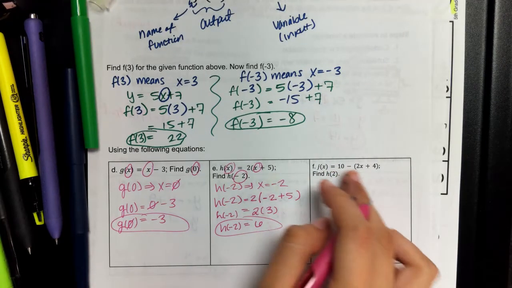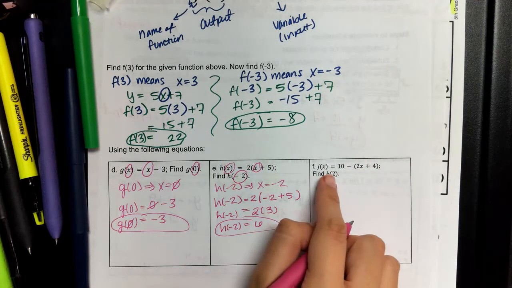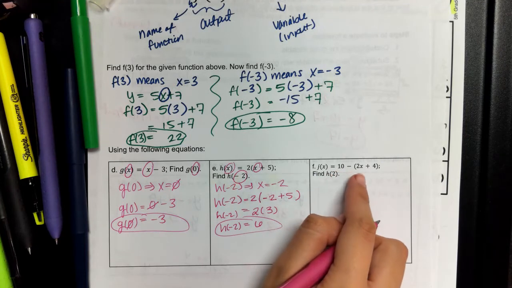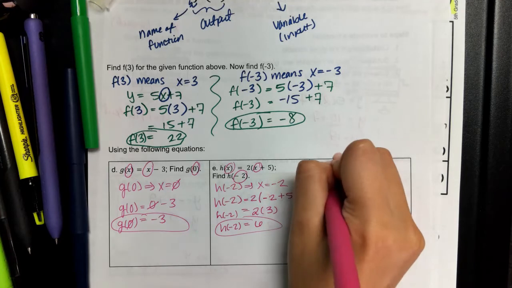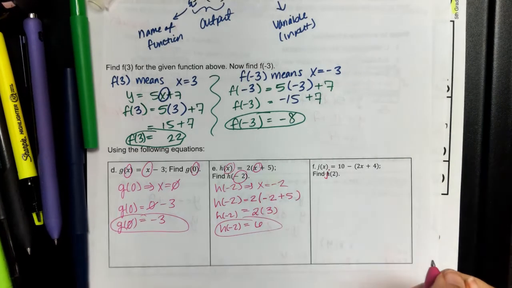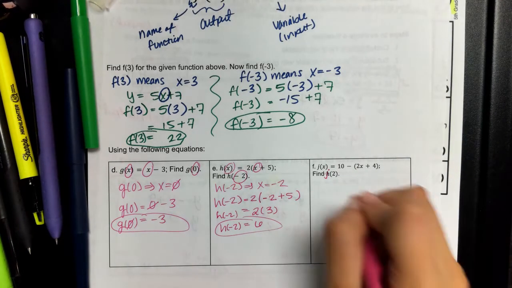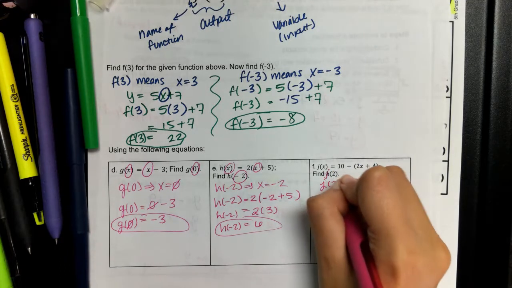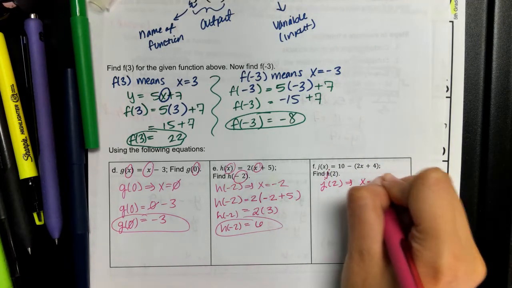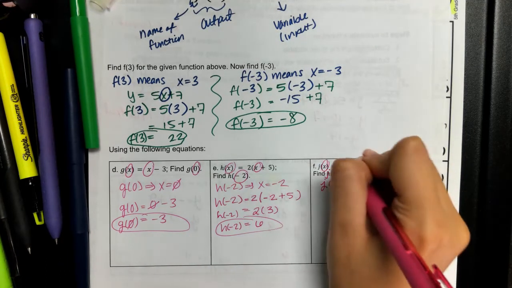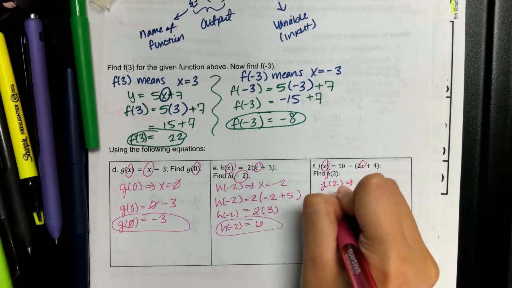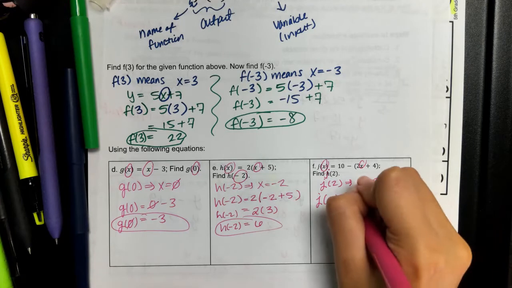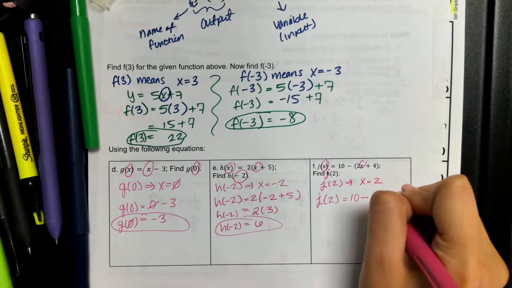Finally, we have this more involved equation. j of x equals 10 minus the quantity of 2x plus 4. Find, ooh, this is a typo. That should say j of 2. So j of 2 means x equals 2. So everywhere I see an x, I'm going to replace it with the 2. So j of 2 equals 10 minus 2. Now be careful here.